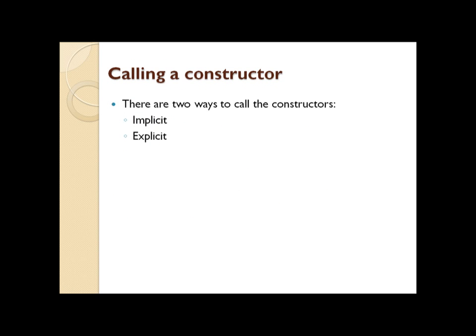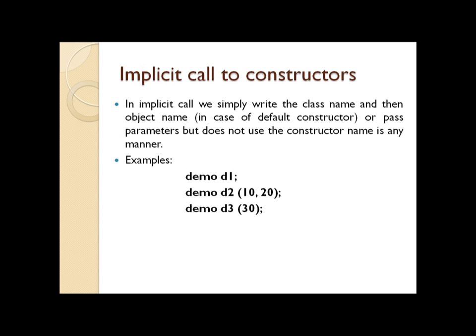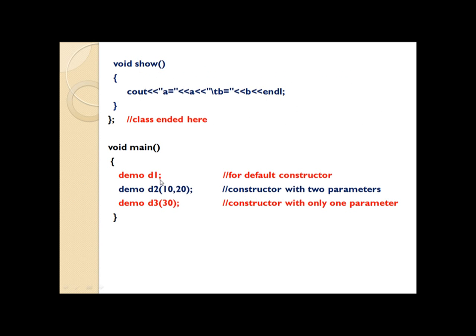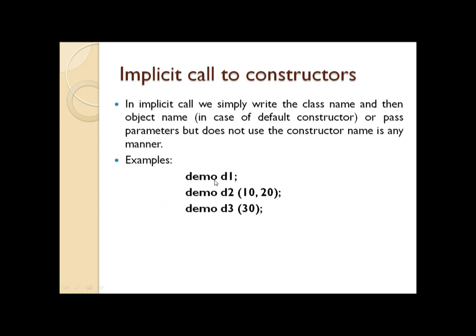Now the last topic of today's session is how to call a constructor. There are two ways of calling the constructor. One is implicit call, another one is explicit call. Here I have given an example of implicit call. The previous example explains the concept of implicit call. The same example is listed here. So demo d1, demo d2 10 20, demo d3 30 is the example of implicit call.